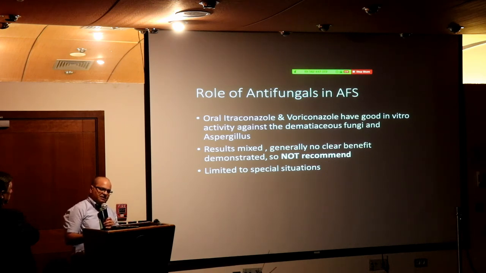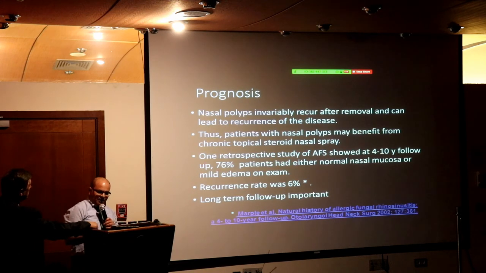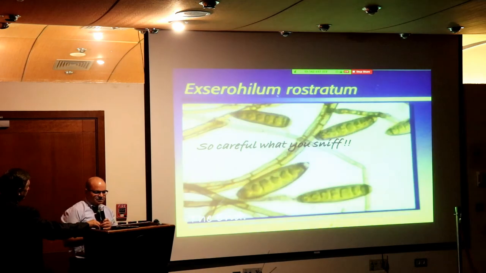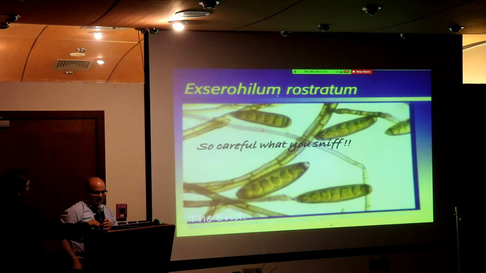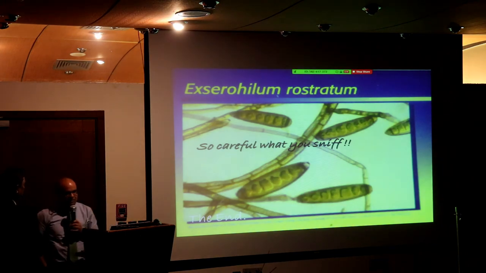Echinocandins are not great for this indication. Amphotericin B remains the gold standard, but of course, only nephrologists like amphotericin B. Right, Dr. Heba? Recurrence rate is about 6%, and I guess I'll stop here and remind you to be careful what you sniff.